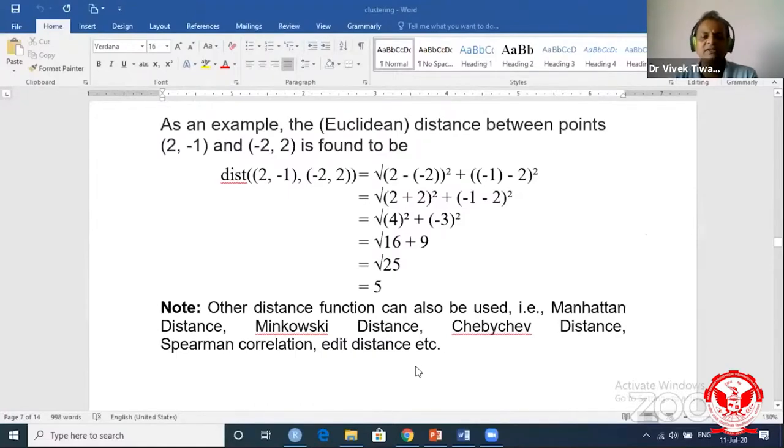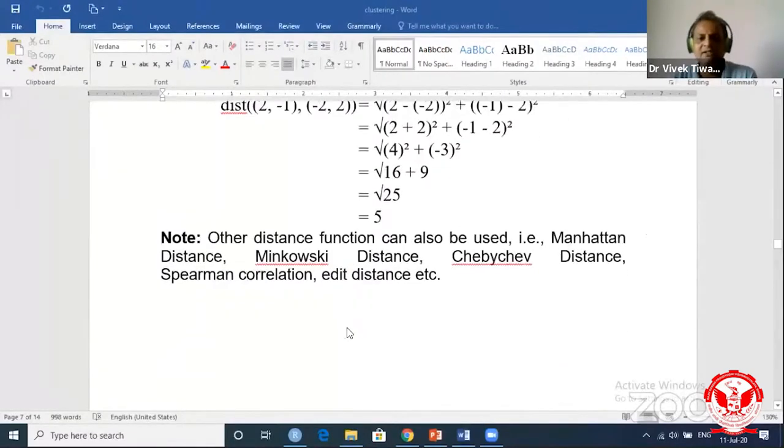You can explore further, discuss with your teacher, with your books, and with any colleague, what kinds of distance matrices are available and what are the benefits of each and every distance. This is a question where we can learn more deeply.